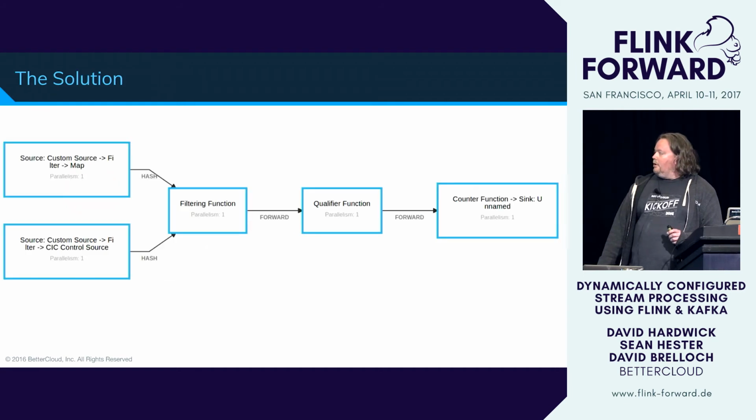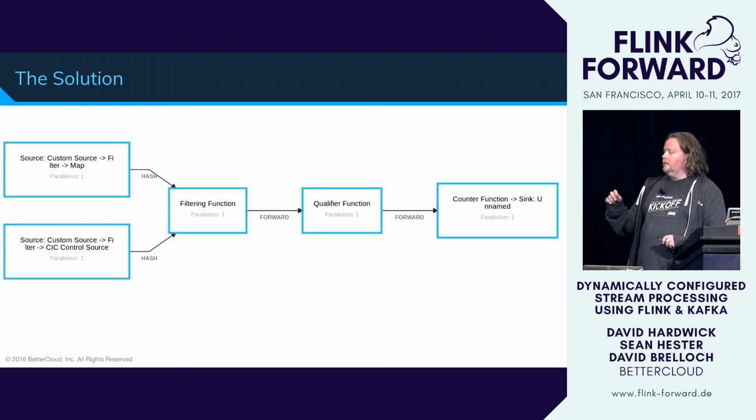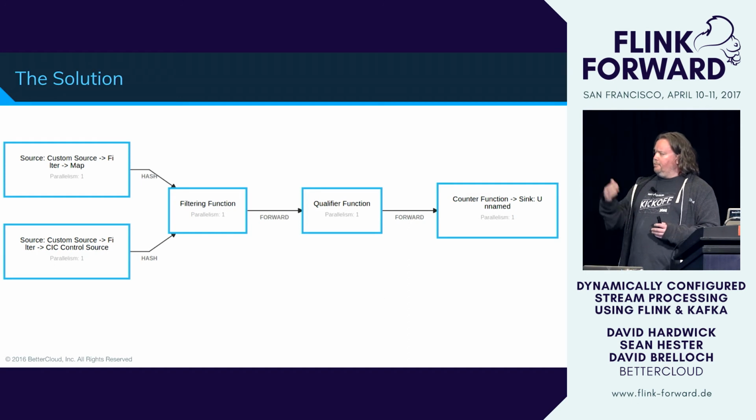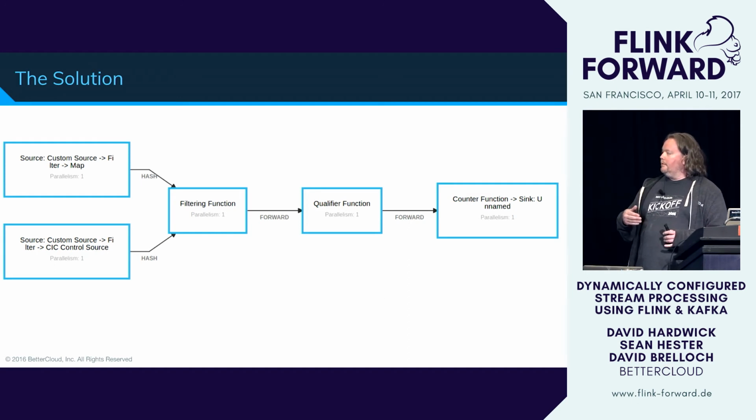So when we roll that all together, the solution that David's going to walk you through, a stripped-down version that illustrates the high points, has two Kafka sources, one for control events, one for the data coming through. Both flow into a filtering function. That filtering function is responsible for maintaining the alert configurations that we've sent in. And as the data events come in, it's also responsible for doing a kind of pre-flight matching of the alert configurations to each data event.